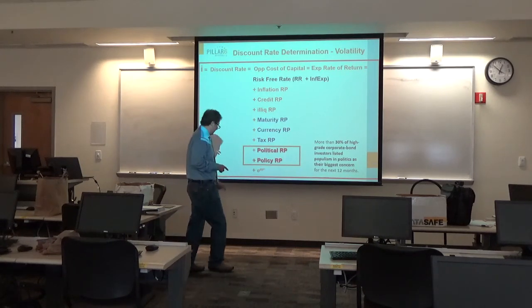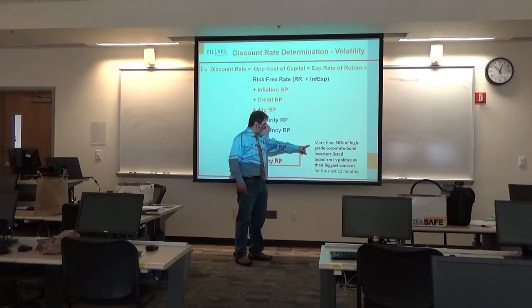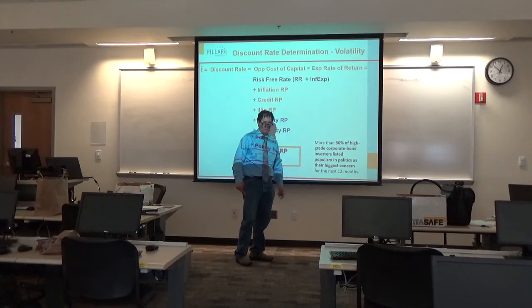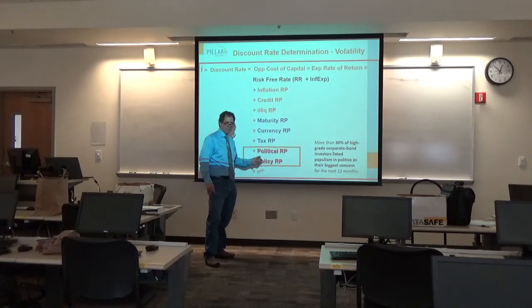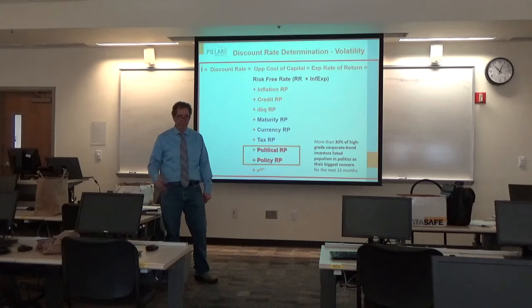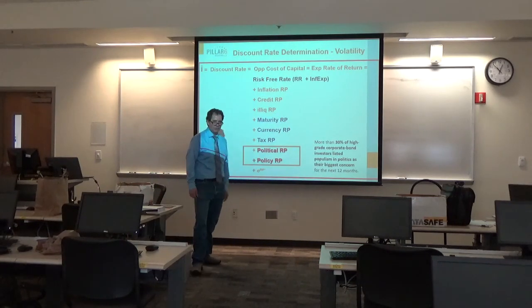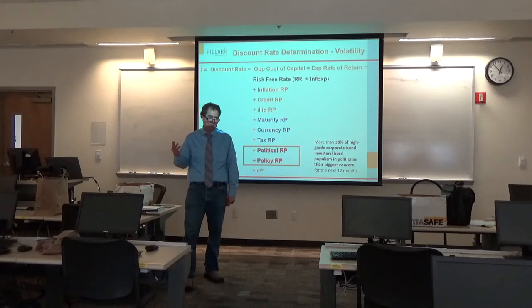And this was confirmed. These have become a reality now for institutional investment advisors because they did a survey, and this was by Goldman Sachs. More than 30% of high-grade corporate bond investors listed populism in politics as their biggest concern over the next 12 to 24 months. So now that's injected the political and policy risk premiums into the discount rate determination. The question then becomes, at what point do these policy and political risk premiums adjust upwards and you start to see the bubble burst or the asset prices start to deflate? That's kind of what we're waiting for.